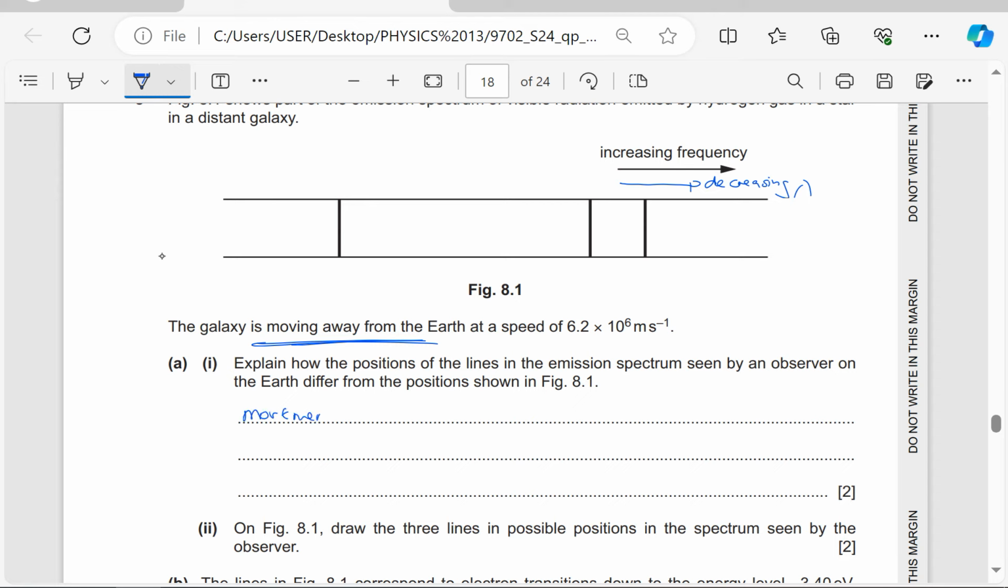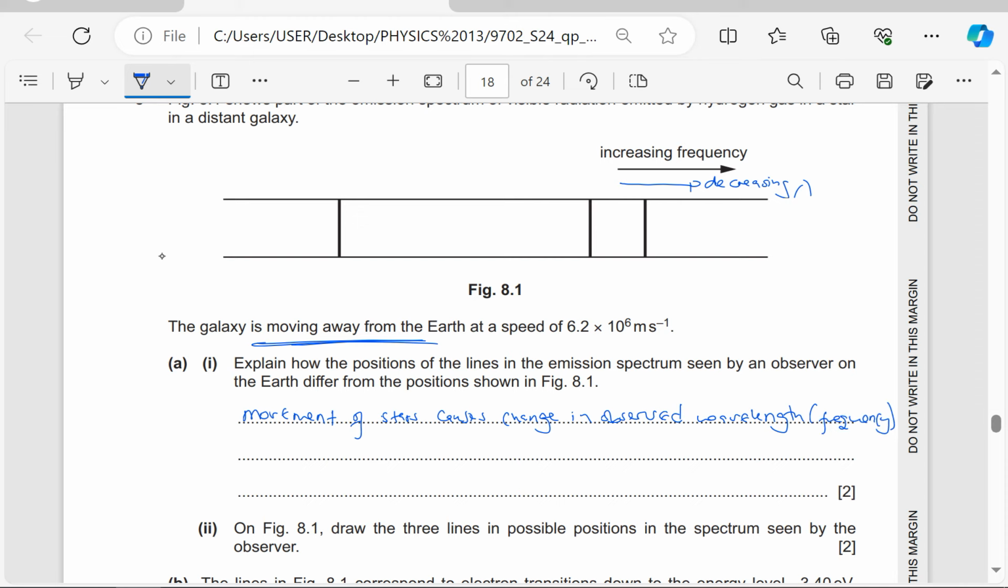movement of, can I say galaxy or stars? Okay, let me just say stars because they're in the galaxy. Movement of the stars causes change in observed wavelength, or you can say frequency.